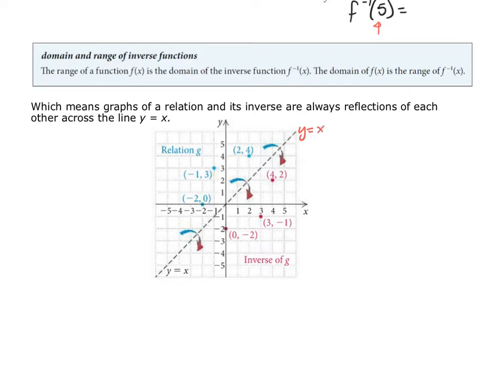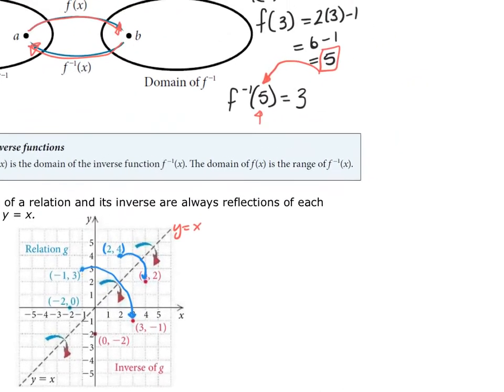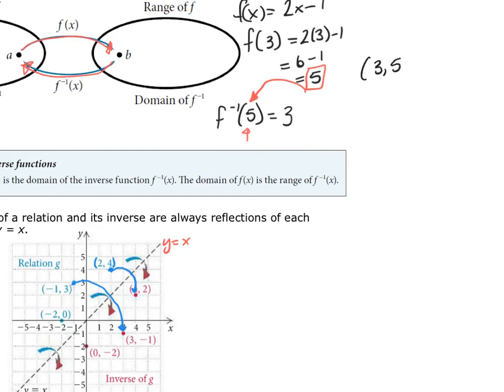So if the point 2, 4 is in my original function, then it gets reflected over to 4, 2. Notice the x's and y's change position. If I have the point negative 1, 3, then on my inverse, it becomes 3, negative 1. So come back up here to my example. If I put 5 into my inverse, 3 had better come out, because my original function had 3, 5 as an ordered pair, but for my inverse it becomes 5, 3. Domains become ranges, ranges become domains.